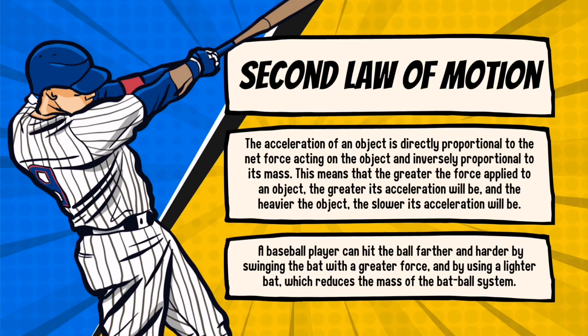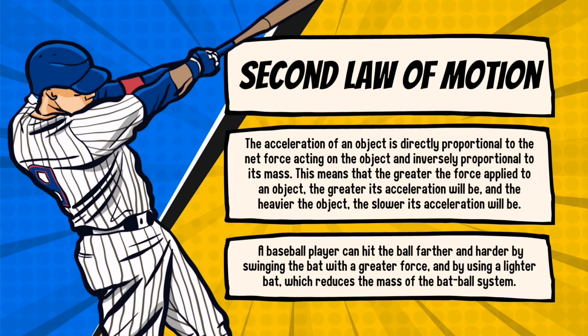Second law of motion. The acceleration of an object is directly proportional to the net force acting on the object and inversely proportional to its mass. This means that the greater the force applied to an object, the greater its acceleration will be, and the heavier the object, the slower its acceleration will be.